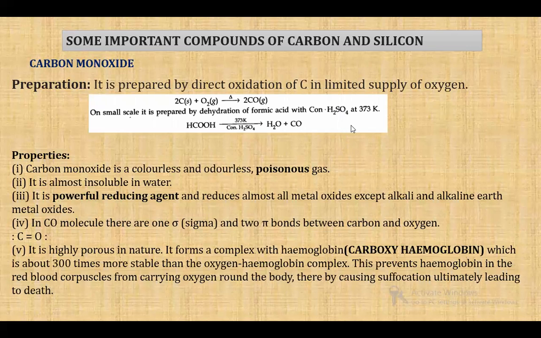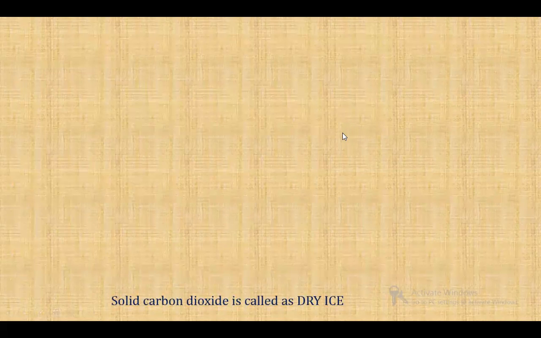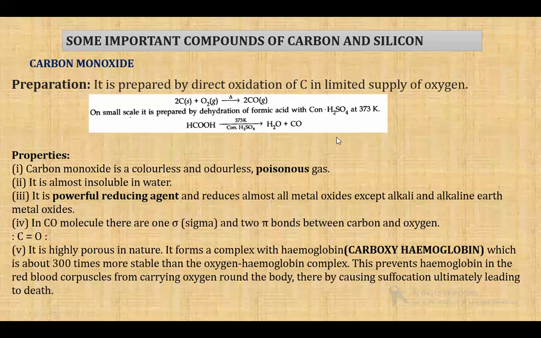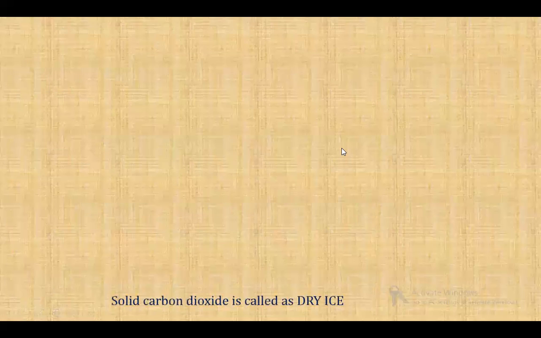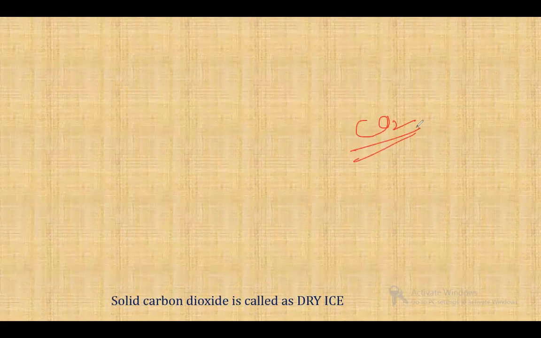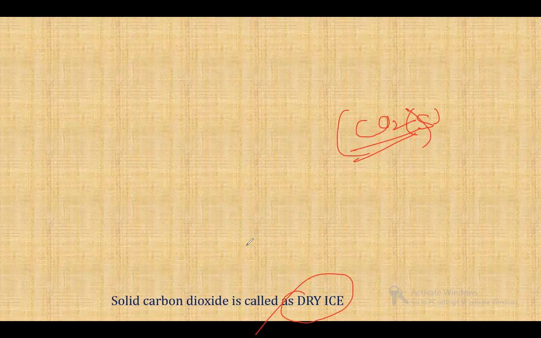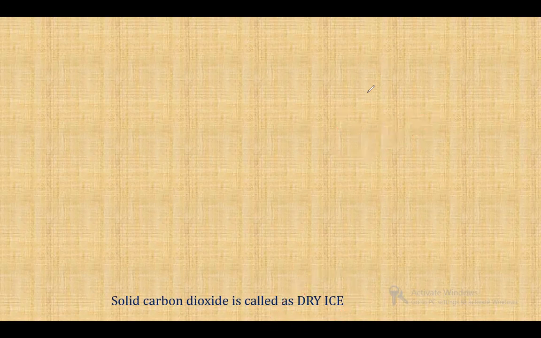Okay, next, after carbon monoxide, solid carbon dioxide. In the first equation, we studied carbon treated with oxygen forming carbon monoxide. If excess oxygen is allowed to mix with carbon, it forms carbon dioxide, CO2, which we know is a gas. Solid carbon dioxide is called dry ice. Important, you need to remember. I think you already studied this. So solid carbon dioxide is called dry ice.